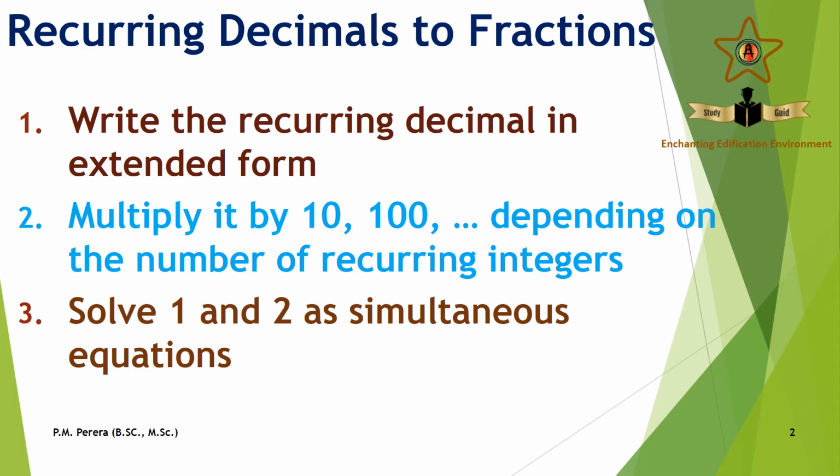Since a recurring decimal can be written in extended form, that is, we can write all the decimals coming again and again. Then, depending on the number of digits which recur, we multiply by 10, 100, and so on. That is, if one digit comes again and again, we multiply by 10. If two digits come again and again, we multiply by 100, and so on. Now we have got two equations. We solve them as simultaneous equations.